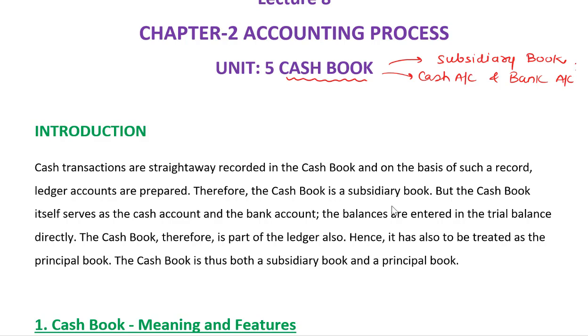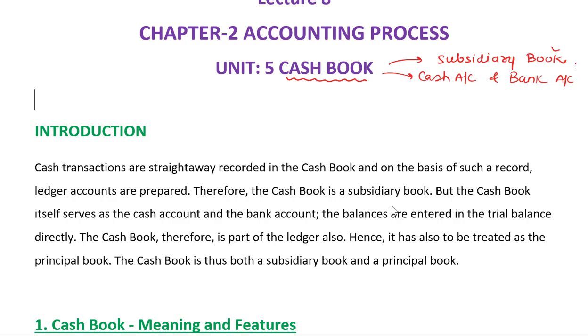So instead of making cash account and bank account separately, if we are maintaining a cash book, that equals to a cash account and a bank account. And after preparing cash book, what we do? The balances are entered directly into the trial balance. Therefore, you can say that it is a part of ledger also, and hence it has to be treated as a principal book. The cash book is thus both a subsidiary book as well as a principal book.